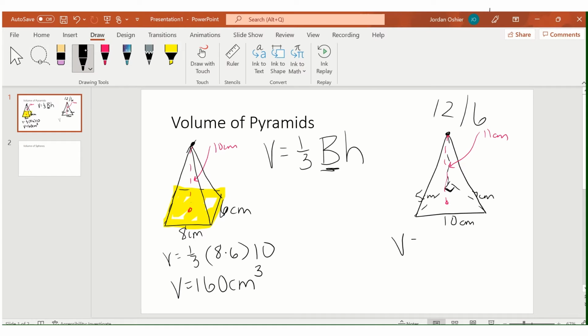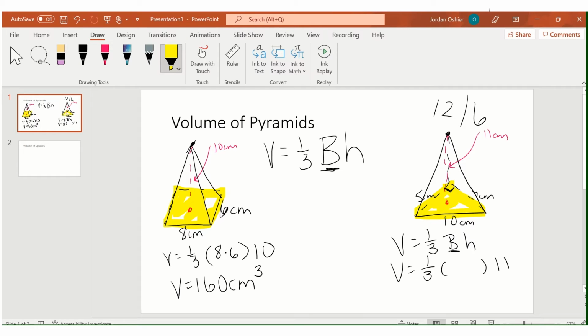My formula is volume equals 1/3 area of the base times height. So I always suggest leaving that part blank, writing your height. So the height of the pyramid itself is 11, and then we can focus on that capital B, which is the area of the base.